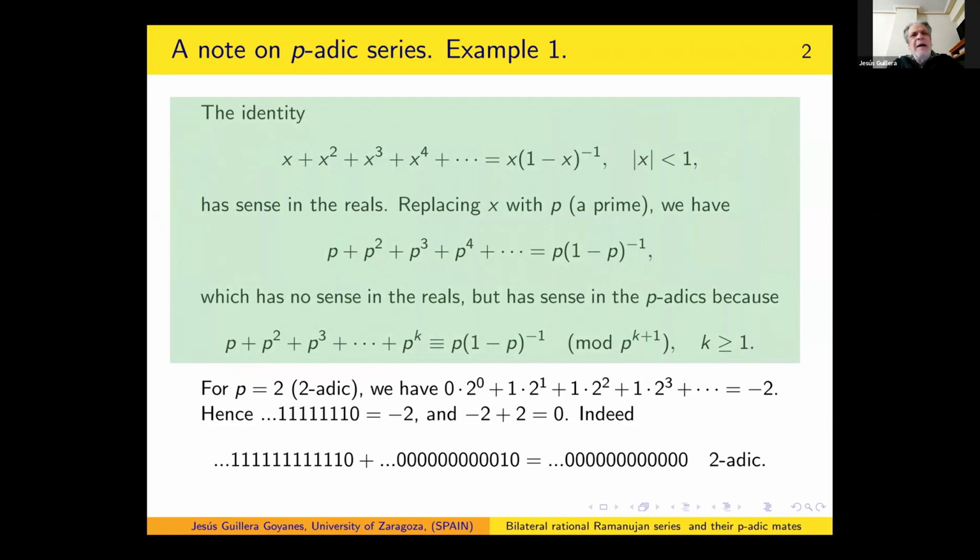The identity above makes sense in the reals. If we replace x with p, a prime, then we have the identity below, and it has no sense in the reals, but has sense in the p-adics, because these congruences are satisfied.